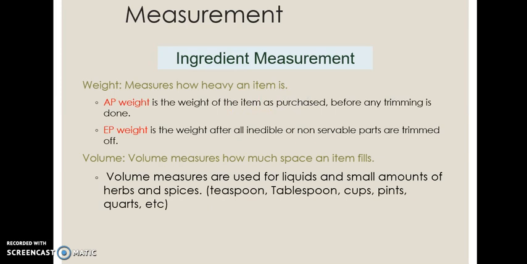Now, obviously, weight measures how heavy an item is, and volume measures how much space an item fills. So typically, we use volume measures for liquids and small amounts of herbs and spices. That means that typically anything else you would have to weigh. A lot of you are looking at this thinking, I always use a measuring cup for, let's say, flour or sugar. Well, if you look at true baking recipes, you will never see a cup of sugar. You will always see a weight, because that is always more accurate.